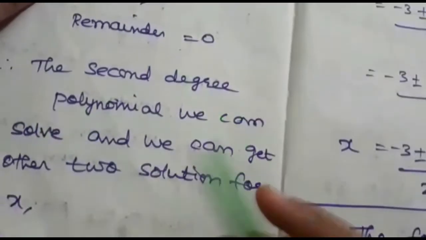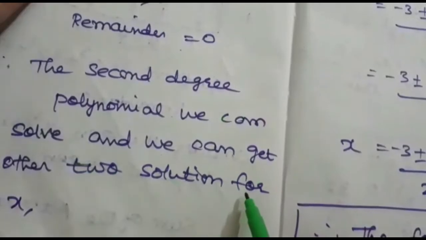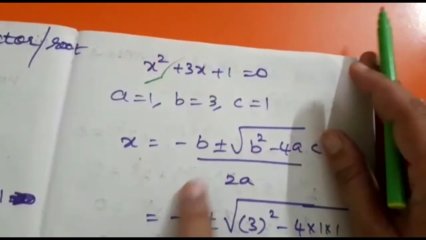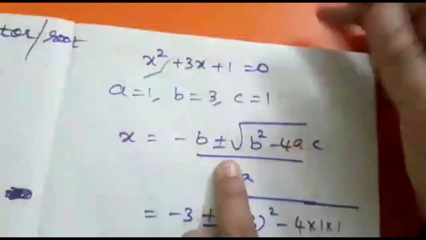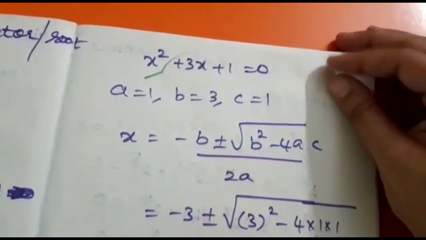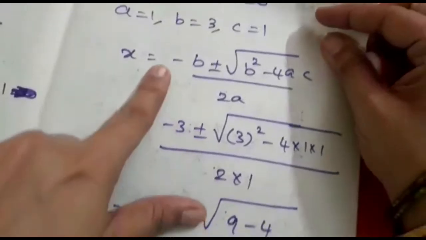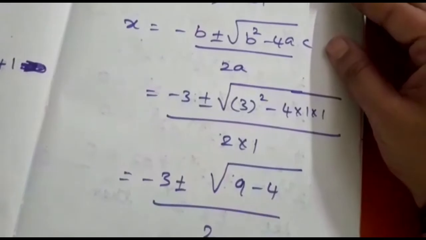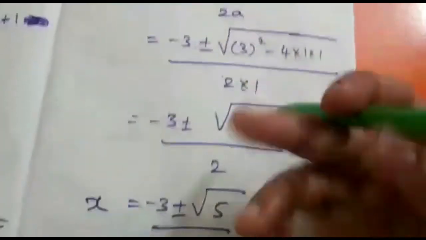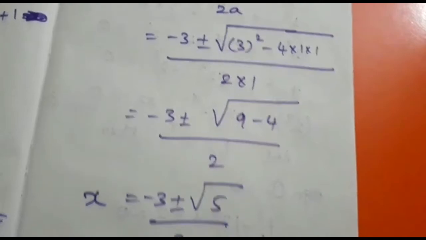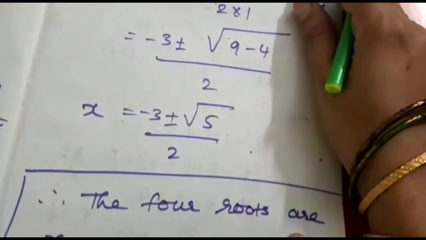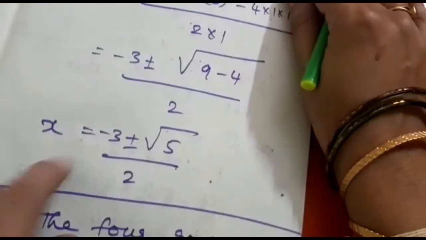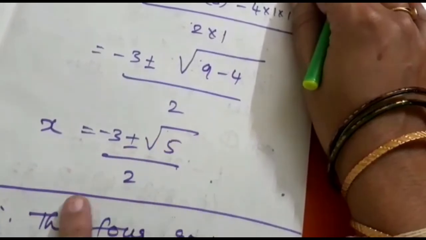The second degree polynomial we can solve using the formula method. So I am going to use x is equal to minus b plus or minus square root of b square minus 4ac by 2a. So in the place of b I have 3, in the place of a I have 1, in the place of c I have 1. Just like that I am going to substitute in this formula. I am going to get the answer here: x is equal to minus 3 plus or minus square root of 5 by 2.